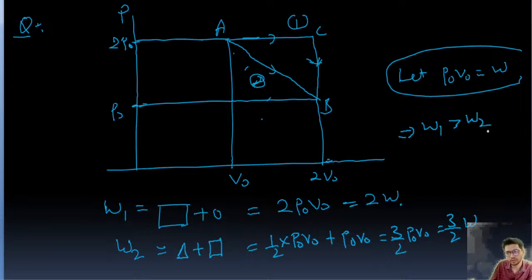This type of question can be asked in the exam. Many questions are asked, so you must know. These are the questions related to the PV curve. In a PV curve, the area under the curve is called work done. So W1 is greater than W2. Okay, next, different processes we are studying.